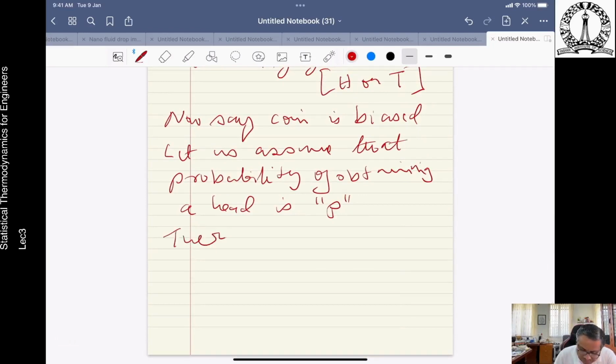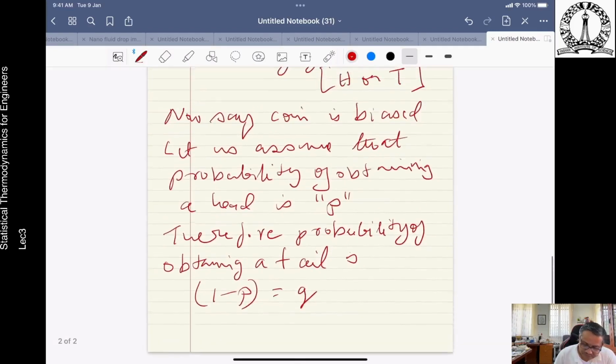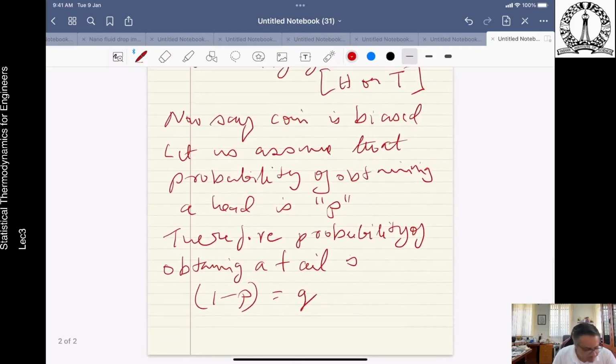Therefore, since there are only two possible outcomes, the probability of obtaining a tail is 1 minus the probability of obtaining a head, and let's call it Q. You understand, because the sum total of these two probabilities should be 1. It could be either a head or a tail. So this is the premise.